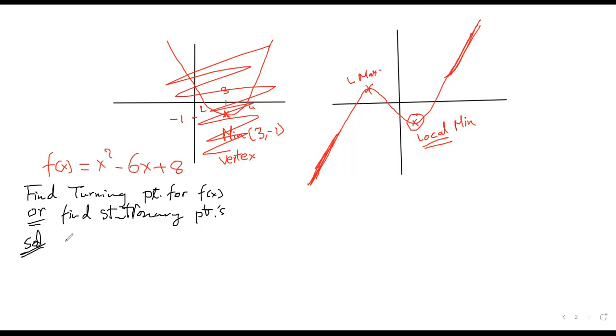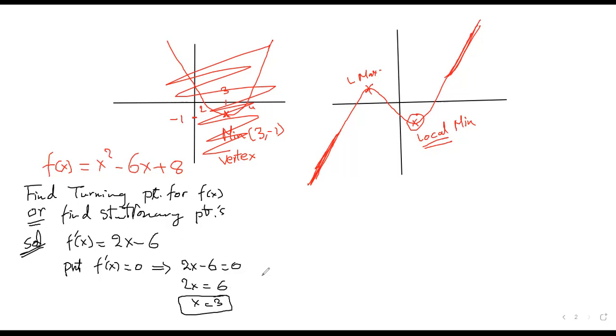First of all, as we said, we need to differentiate. So f prime x equals 2x minus 6, the differentiation. And as it is a turning point, turning point means the gradient at that point is equal to 0. So we put this differentiation equals 0, so we can find the turning points. Means 2x minus 6 equals 0, means 2x equals 6, means x equals 3. That's the x-coordinate for the turning point.